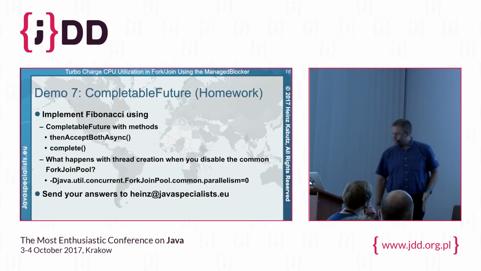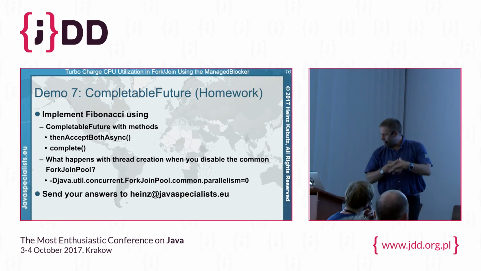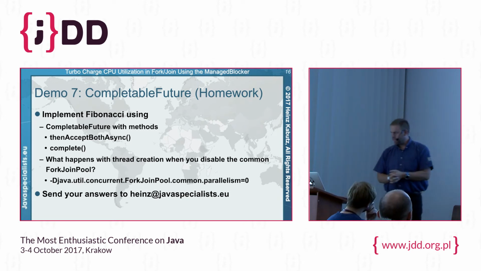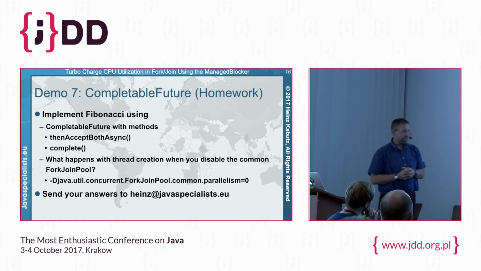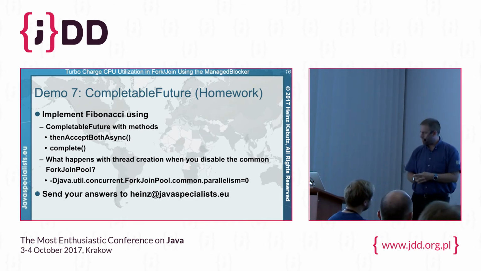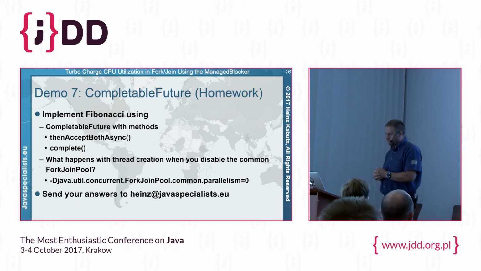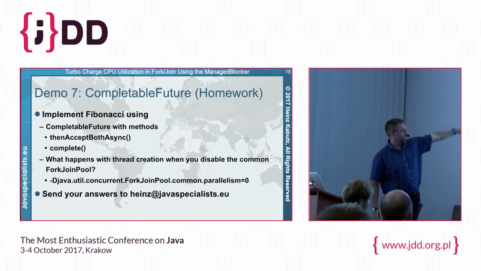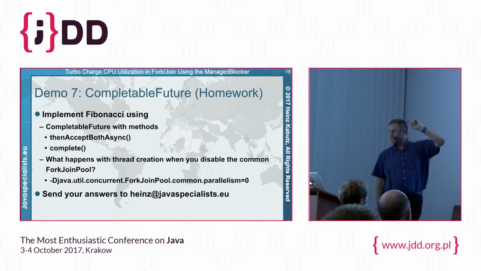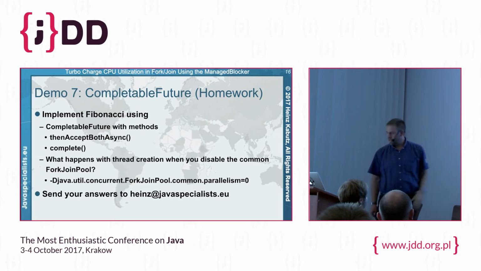Now there's some homework for you to do. This is to implement the same idea with CompletableFuture. And there are 2 methods you can use to do that. It's thenAcceptBothAsync and complete. And what's also fun is if you turn off the common parallelism, the common fork join pool, if you don't want to have this, then you say parallelism equals 0, then it explodes with numbers of threads being constructed. If you try that out, you'll see.